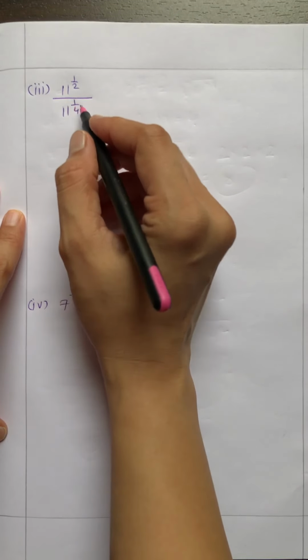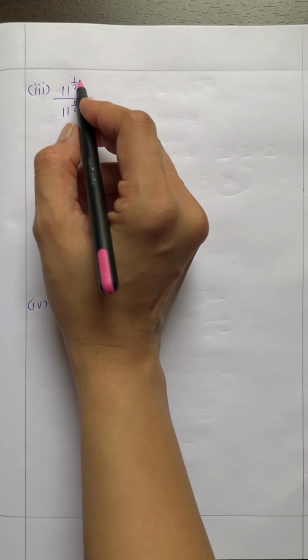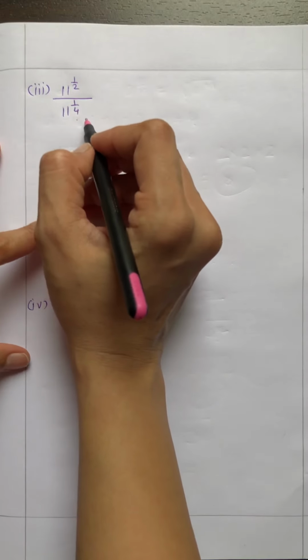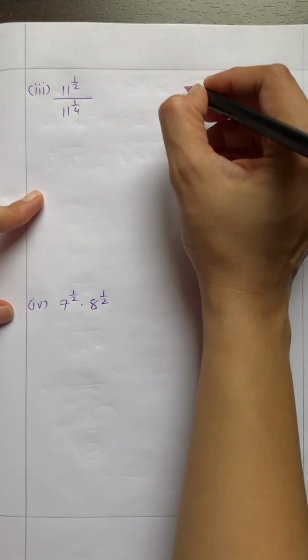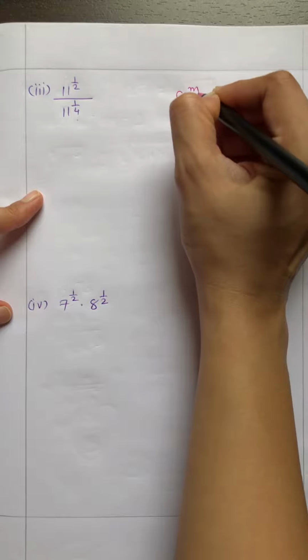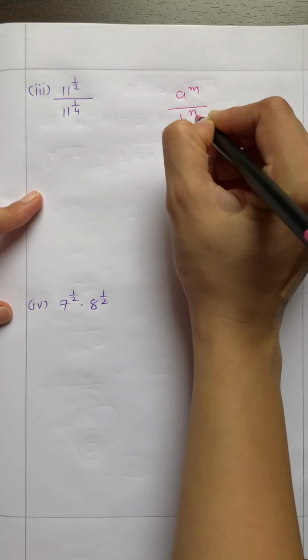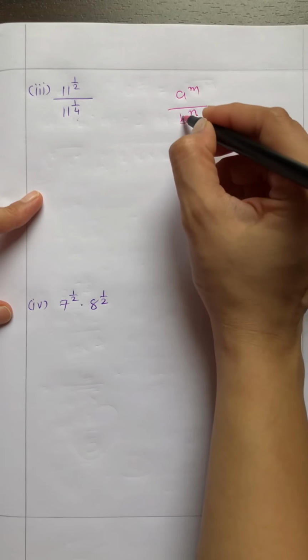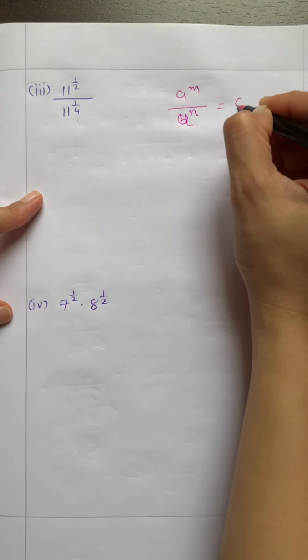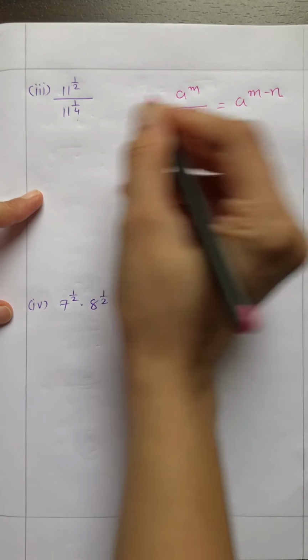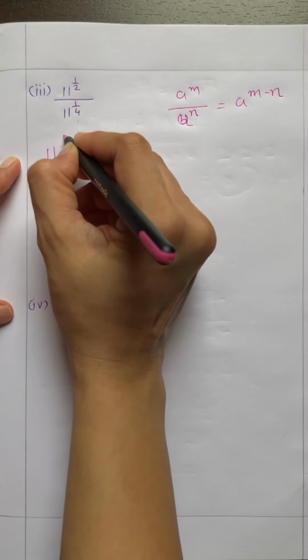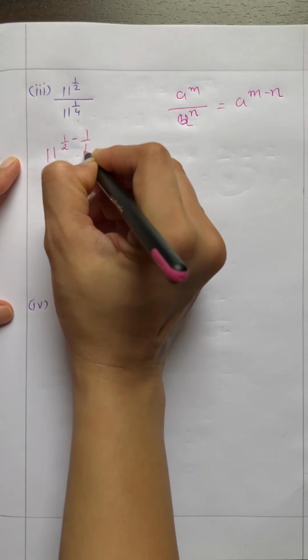Third question is 11 raised to 1 by 2 upon 11 raised to 1 by 4. Now can we compare this with a raised to m upon a raised to n? A raised to m upon a raised to n is equal to a raised to m minus n. So 11 raised to 1 by 2 minus 1 by 4.